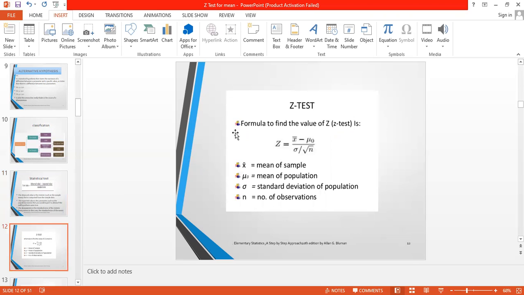This is the formula which we use for the calculation of the Z-test. This is our sample mean, this is the population mean, and this is the standard error of the mean.